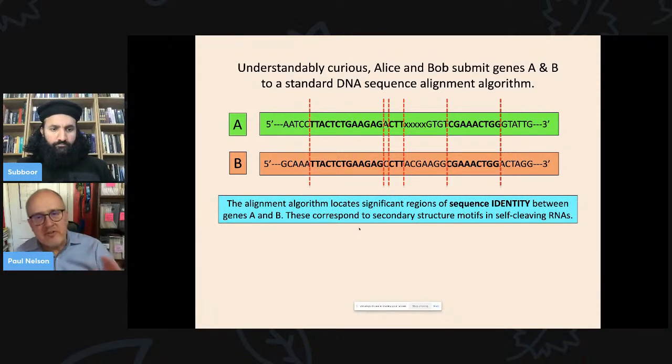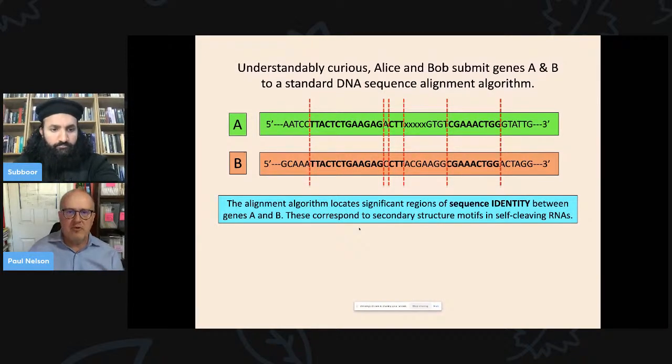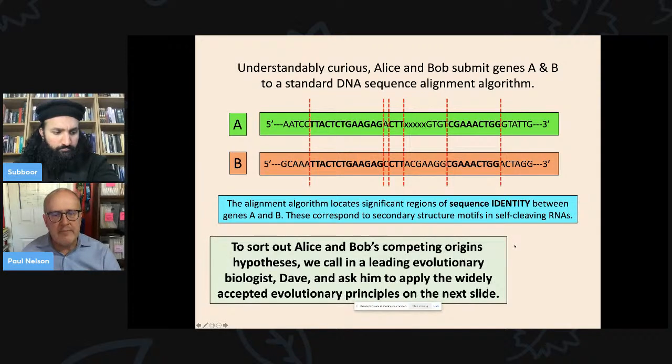Now, you show this to someone who does molecular phylogenetics, and they're going to say almost reflexively, these sequences are homologous. When you have that degree of similarity, and we won't beg the question at this point by calling it homology, that calls for explanation. And it turns out that these sequences of identity correspond to secondary structure motifs in self-cleaving RNAs. That's what they do in the cell. All right. Now we've got a puzzle, right?